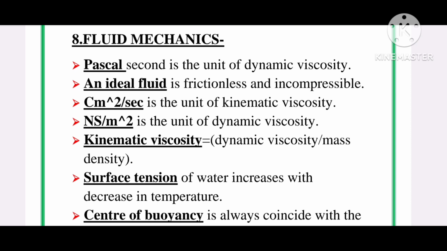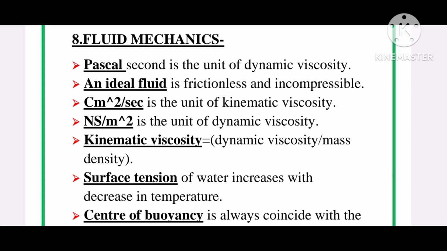So the unit of kinematic viscosity is centimeter square per second and the unit of dynamic viscosity is Newton second per meter square. And kinematic viscosity is equal to dynamic viscosity divided by mass density. So what is kinematic viscosity? It is a measure of a fluid's internal resistance to flow under gravitational force.